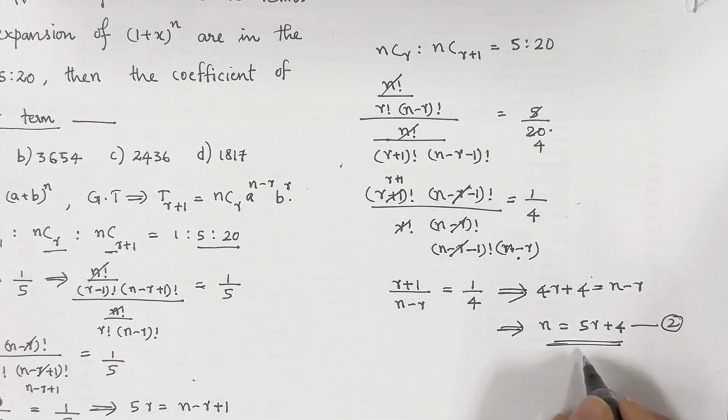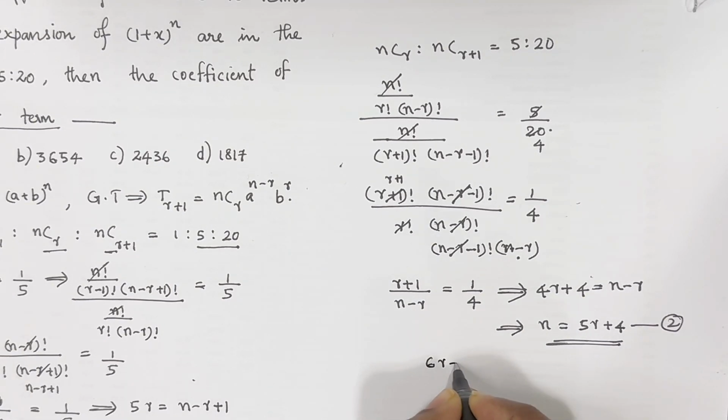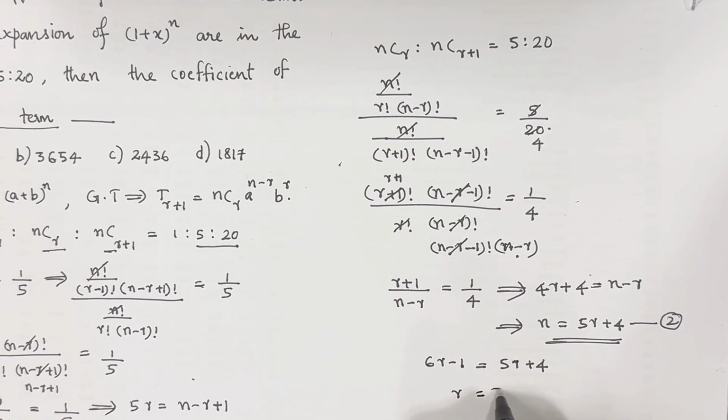Now compare both the equations, equation number 1 and equation number 2. So we can write 6r minus 1 is equal to 5r plus 4. Now solve and find the value of r. 6r minus 5r means that is r. R is equal to 4 plus 1 is 5.